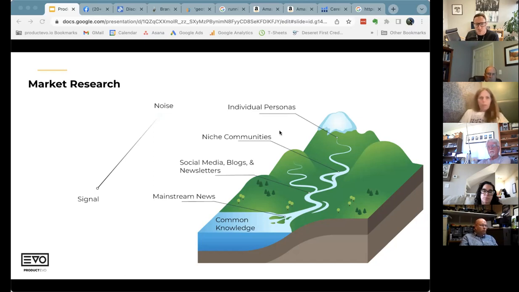And so really between these niche communities and here, these are sources of information. Where do we find that information? Where do we find groups large enough, that niche large enough to justify jumping in and starting a business?